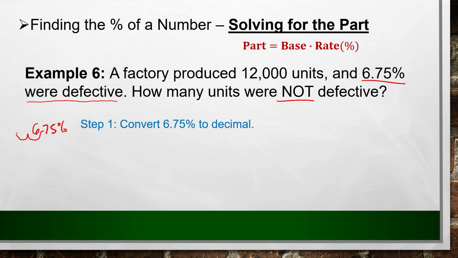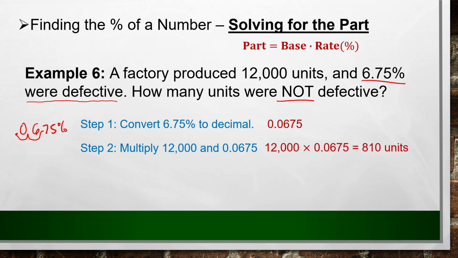That's 1 and 2. Alright, there's a space between the decimal point and a 6. That means we need to put a 0 on that. So the equivalent of that percentage to decimal is 0.0675. And then step number 2 is multiply that to 12,000 units. And that equals 810 units.